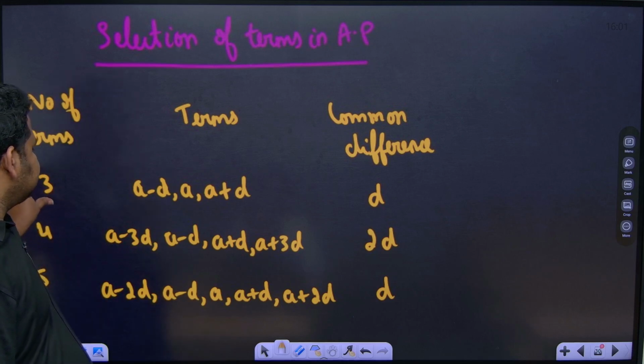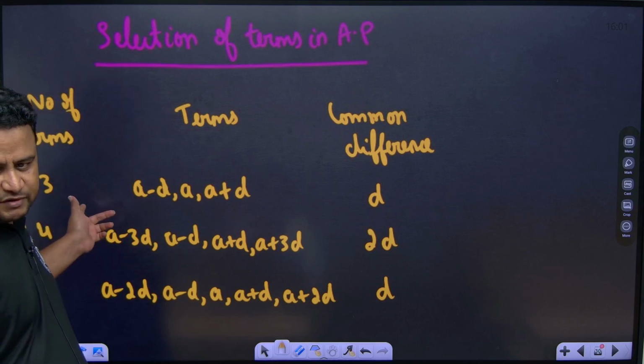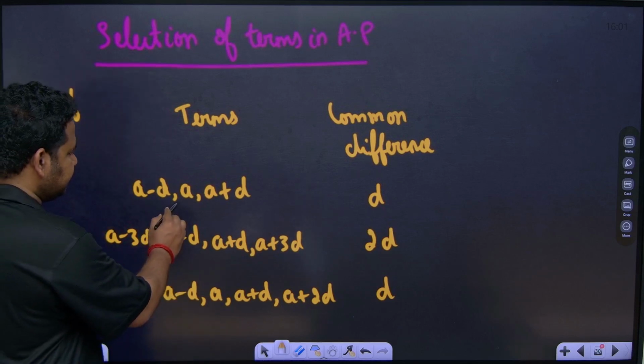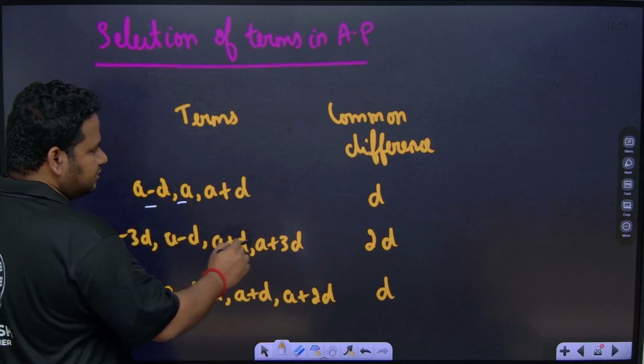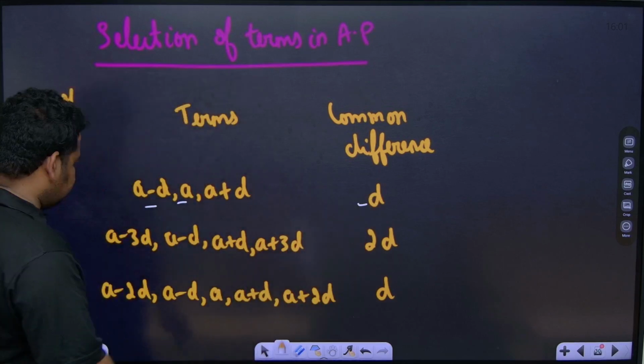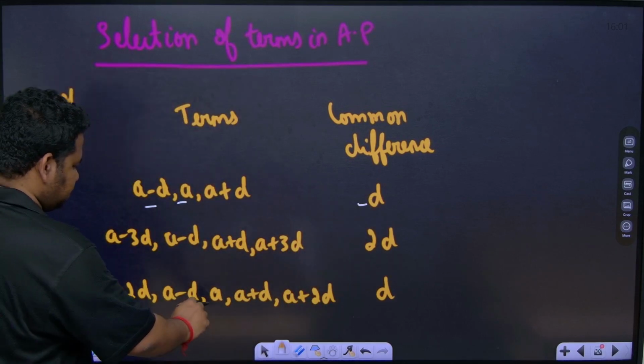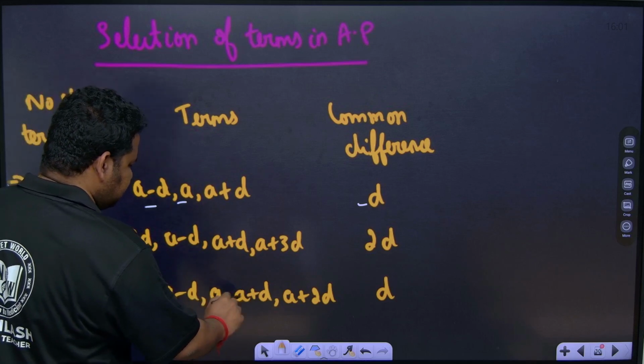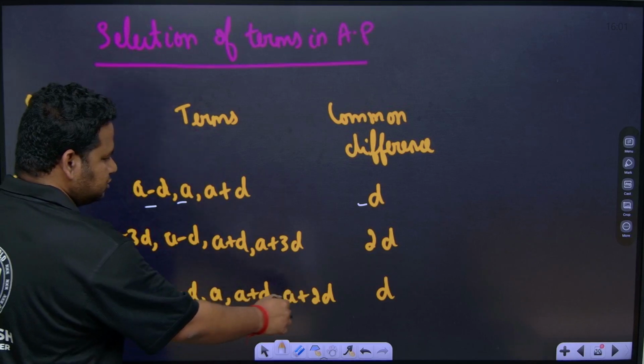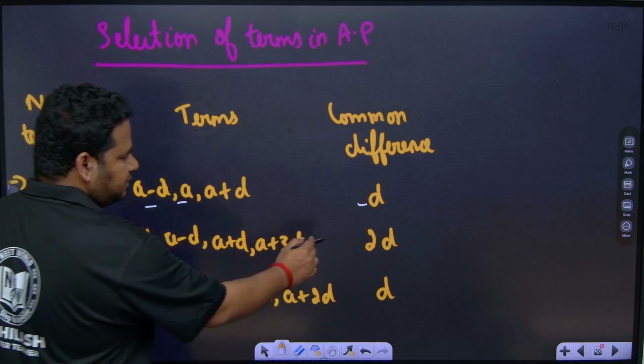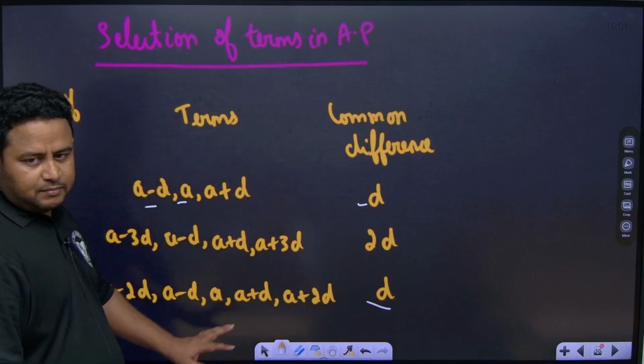If the number of terms is 3, that is odd, right? That time you take A plus D, A minus D. Then the common difference will be D. And similarly here also, odd number of terms, 5. So you will take A minus D, A plus D, A plus 2D, A minus 2D. Here also the common difference will be D. Whenever an odd number of terms is given, the common difference will be D.